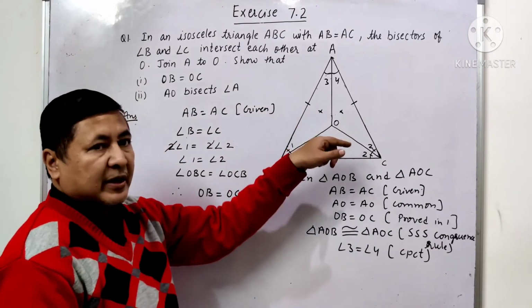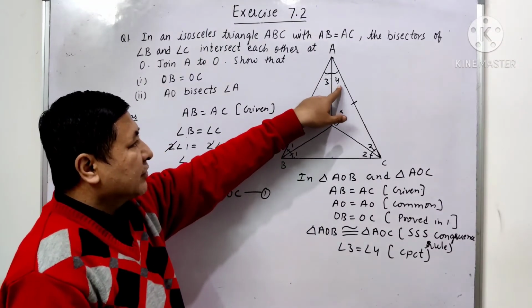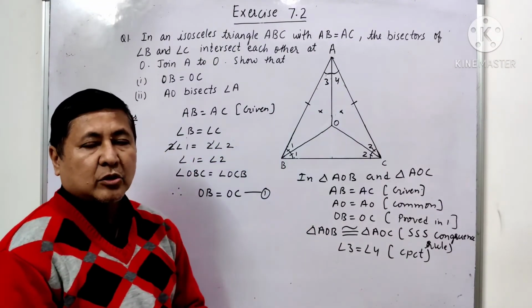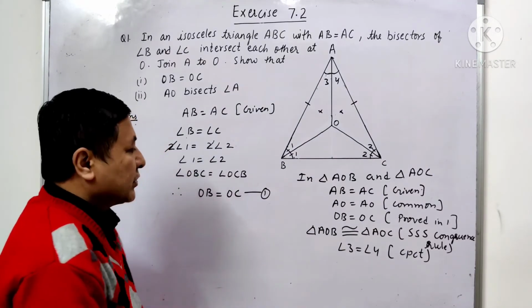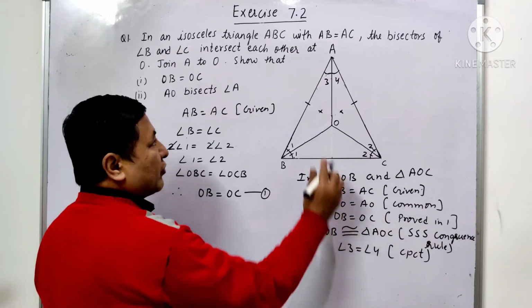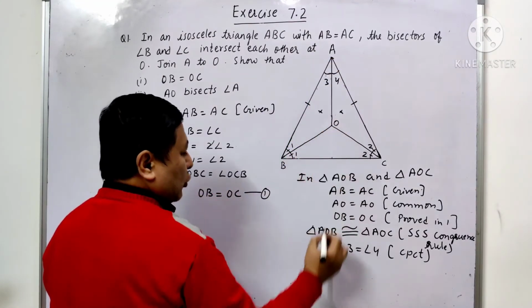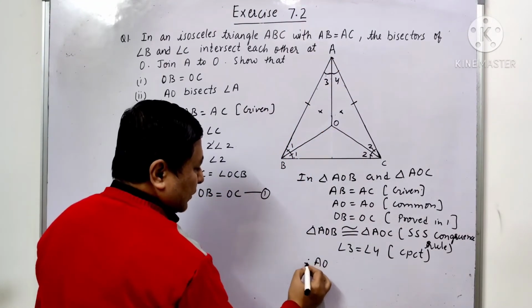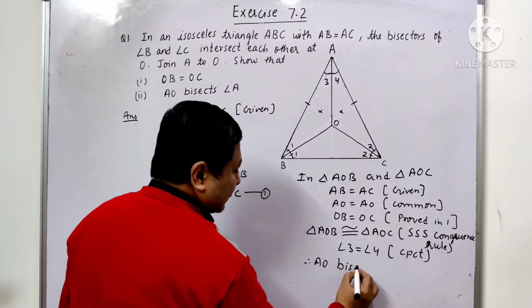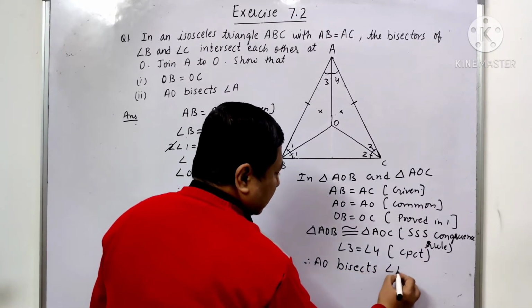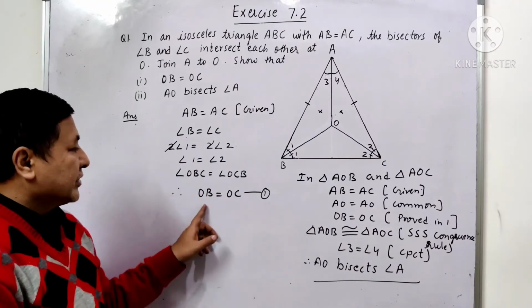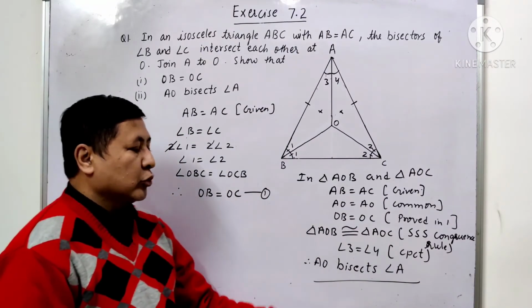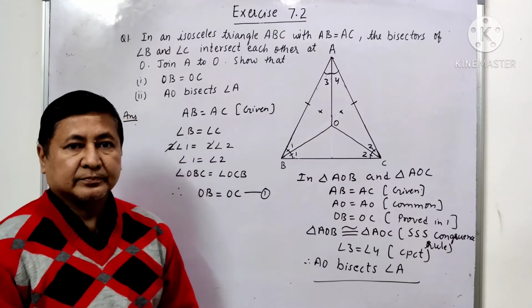Now we have used three parts, this angle 3 and angle 4, these two angles are corresponding parts. So corresponding parts of congruent triangles are equal. So angle 3 is equal to angle 4. Therefore we can write that AO bisects angle A. So we have two things: OB is equal to OC and AO bisects angle A.